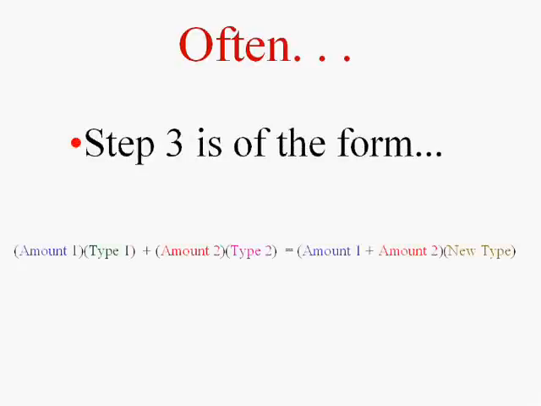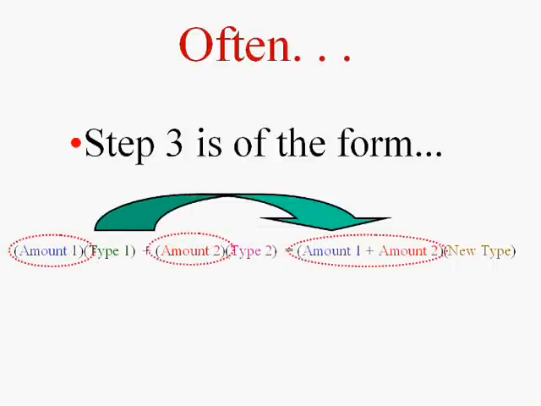Now often, just about all the time, these mixture problems are going to be of the form: amount 1 times type 1 plus amount 2 times type 2 equals amount 1 plus amount 2 times this new type of mixture that you're forming. Note that if I pour amount 2 into amount 1, how much do I get? You get amount 1 plus amount 2. That's how much you'll have of something.